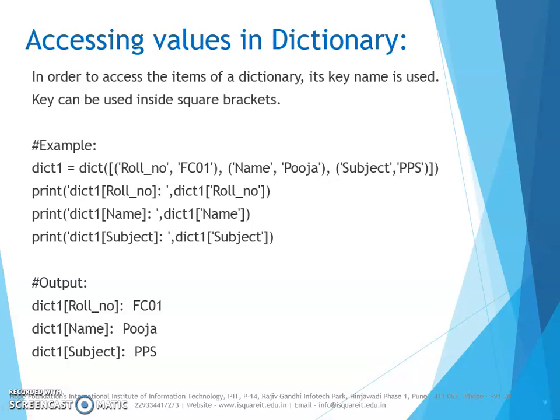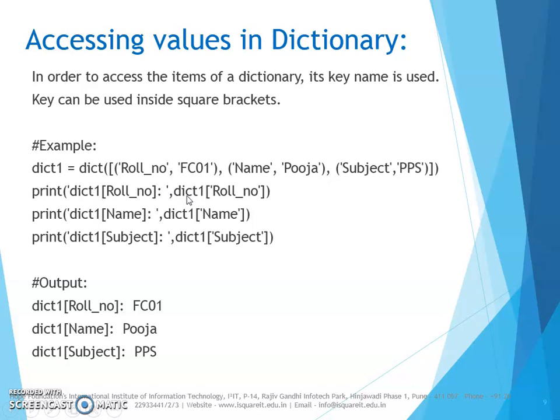Now the next point is how to access these values in the dictionary. These values can be accessed by the key name. So here in this example, the key names are roll number, name and subject. These are keys, and FC01, Pooja and PPS are the values. For example, we want to display this FC01, that is roll number.